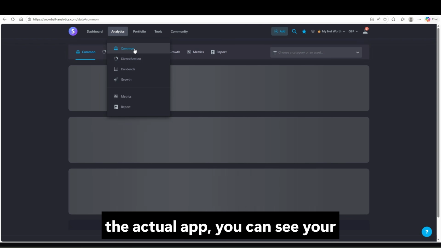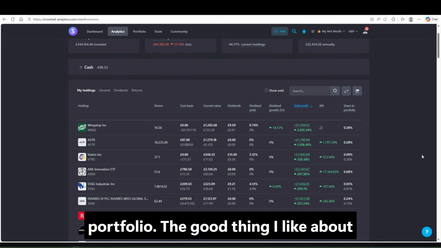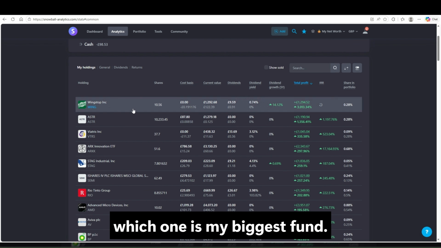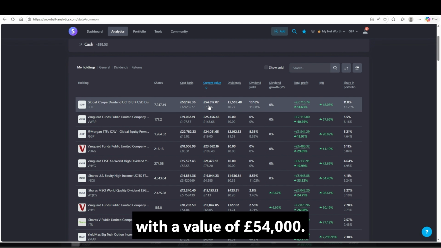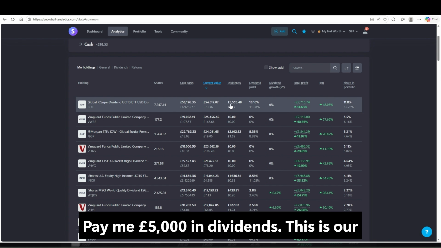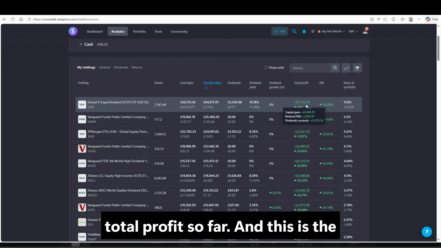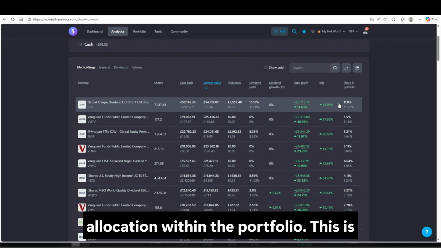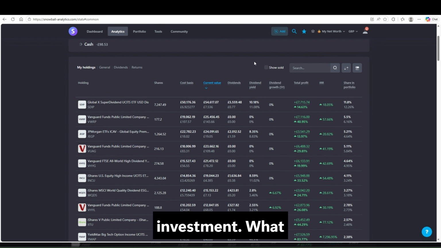Going into the actual app, you can see your portfolio. The good thing I like about this is, for example, if I want to see which one is my biggest fund, I can just click on that. It's SDIP with a value of 54,000. It pays me 5,000 in dividends. This is our dividend yield, and this is our total profit so far. And this is the allocation within the portfolio. This is again the return on your investment.